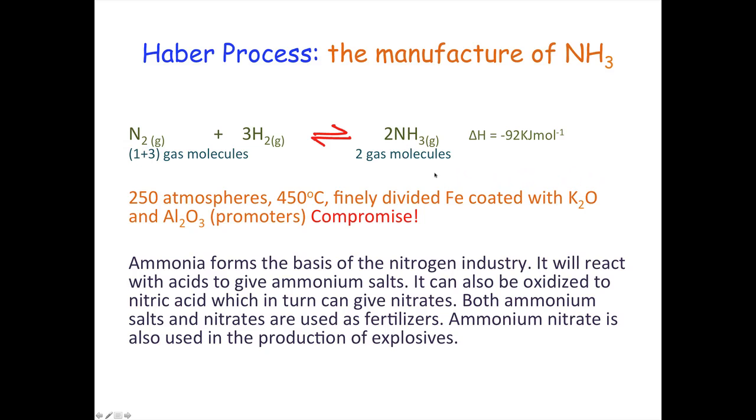All right? So why do we go through the trouble of making ammonia anyway? And you'll see here that ammonia forms the basis of the nitrogen industry. It will react with acids to give ammonium salts. It can also be oxidized to nitric acid, which in turn can give nitrates. Both ammonium salts and nitrates are used as fertilizers. Ammonium nitrate is also used in the production of explosives.